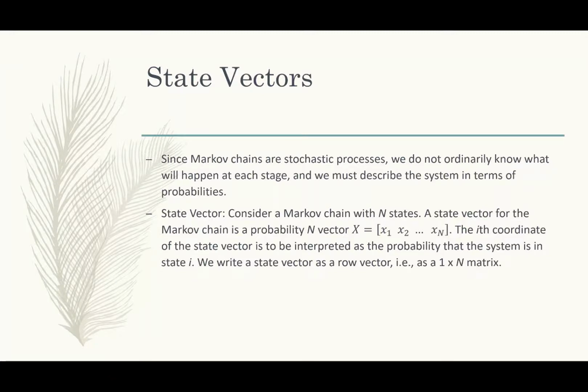A state vector for the Markov chain is the probability n-vector x equals x1, x2, all the way to xn. So what this means is that these are probabilities for each state. So x1 would be the probability of being in state 1, x2 would be the probability of being in state 2, and you would have that go on for as many states as you had. So if we only had 3 states, then I would have probabilities x1, x2, and x3, representing the probability of being in state 1, state 2, or state 3. And we call this a state vector. In long story short, a state vector is just a way to tell us the probability that we exist in a certain state right now.